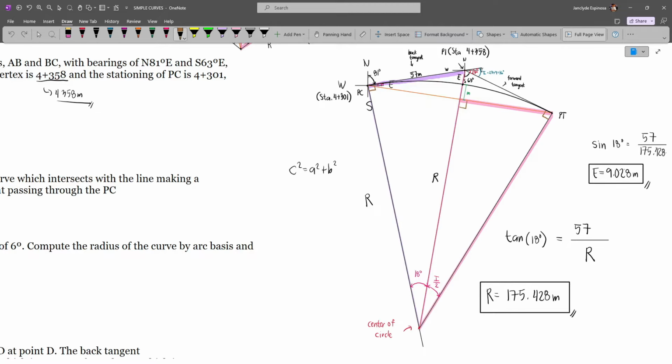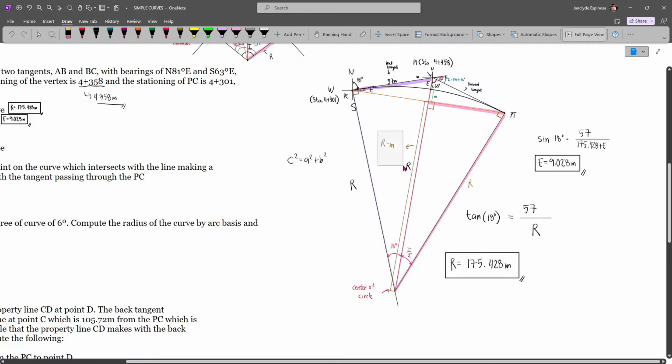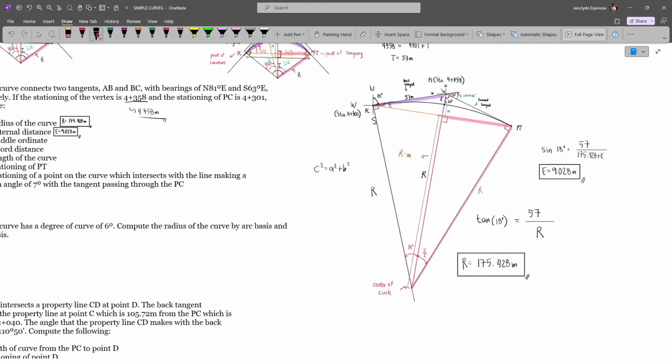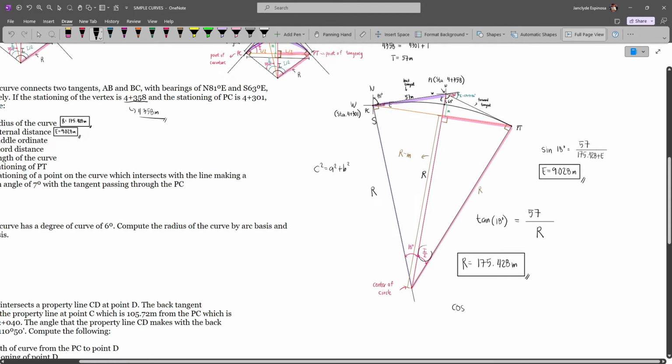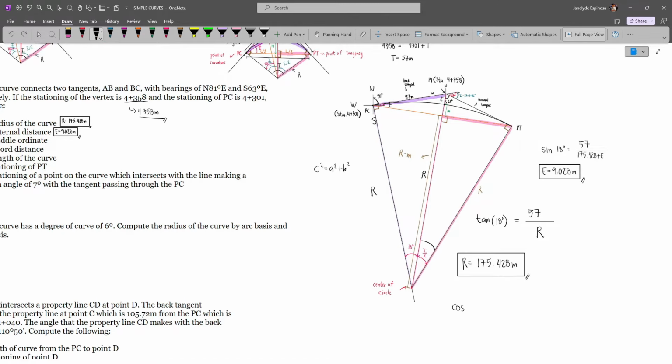Now diba, this distance from here up to here, that will be R minus M. Kasi diba, this is our radius, and then if we'll subtract M, we will get this distance. And then itong side na to, this is still our radius. And so since meron akong adjacent side saka hypotenuse, then I can use the cosine function. So we have cosine of 18 degrees, kasi this is still 18 degrees. That's equal to adjacent, which is R minus M, divided by the hypotenuse, which is our radius.